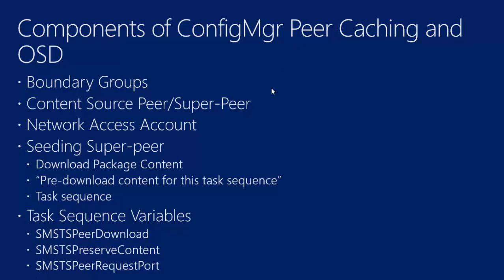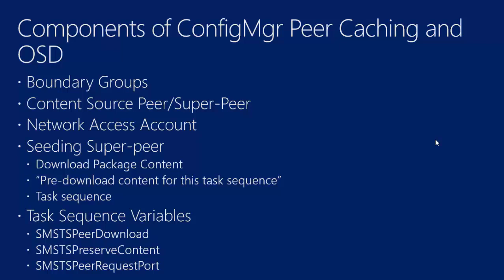So what are the components of Config Manager peer caching? I just want to do a high-level overview. We talked about the first three already: boundary groups, content source peers, super peers, and the network access account. But specifically, there are a few concepts and terms that you will see in the documentation, and sometimes they might be confusing. They'll be used in conjunction when talking about various ways that you can leverage OSD. So I want to go over those here. First, the idea of seeding a super peer. It's very possible that in an OSD scenario, you will have a task sequence that you need to deploy out to the environment, and you may not want that task sequence to run on the super peers.